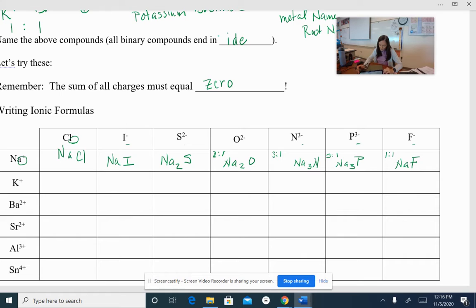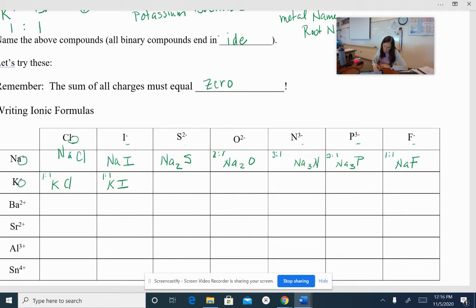Okay? Let's do the next one. Potassium is also a +1. Chlorine is a -1. So my least common multiple is 1. So I'm going to need 1 of each: 1 potassium and 1 chlorine, potassium chloride. Okay? Potassium is a +1. Iodide is a -1. So my least common multiple is 1. I will need 1 of each.